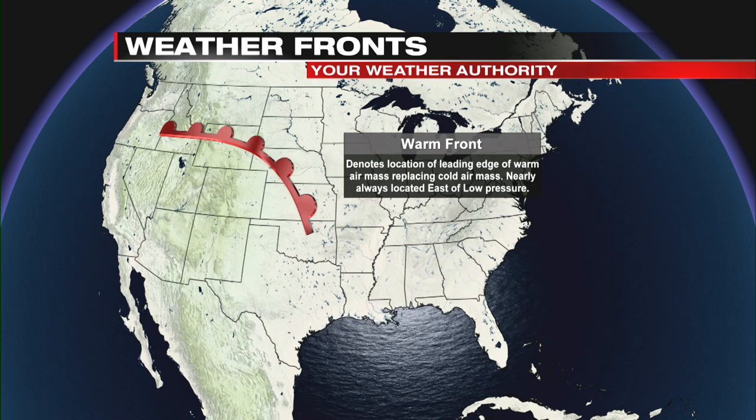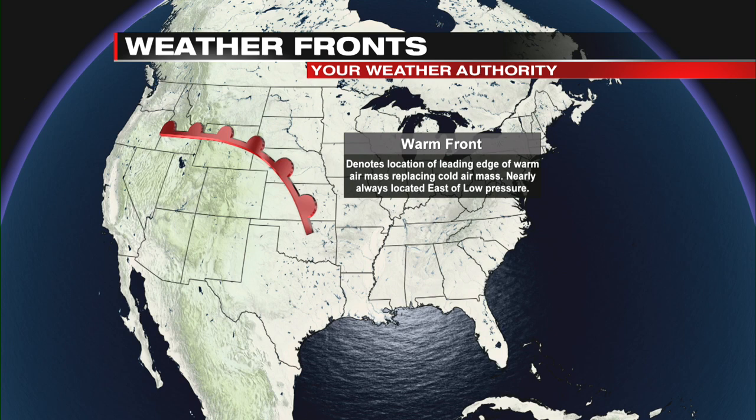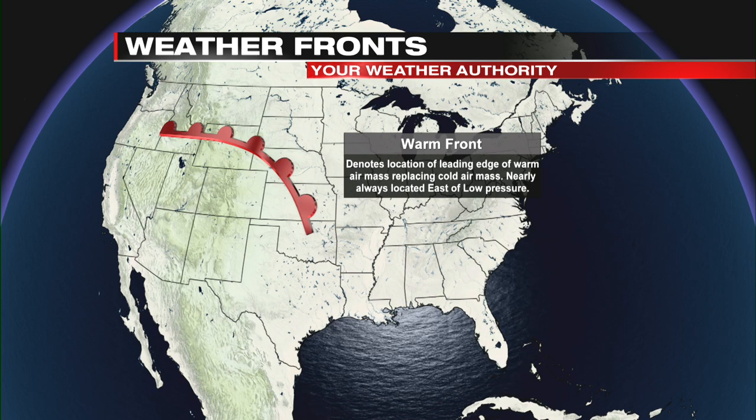So it replaces the cold air mass. And these are typically located on the eastern edge of a low pressure system. Right. Which, if you were to look at a low pressure system on a weather map, the right side of the low is always the warmest, which is usually where you find the warm fronts.